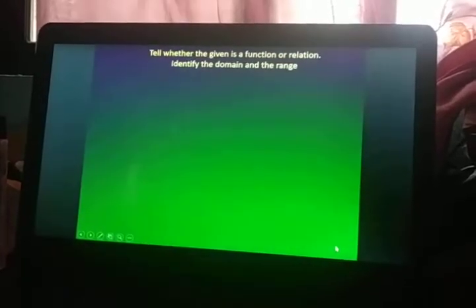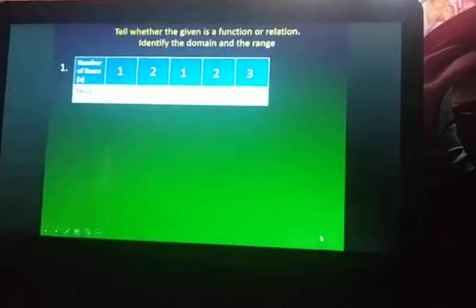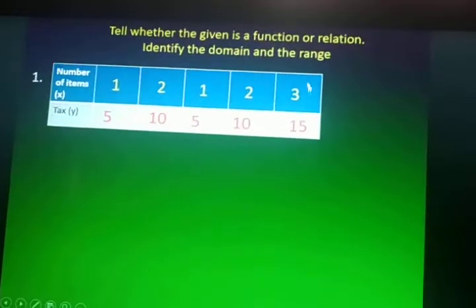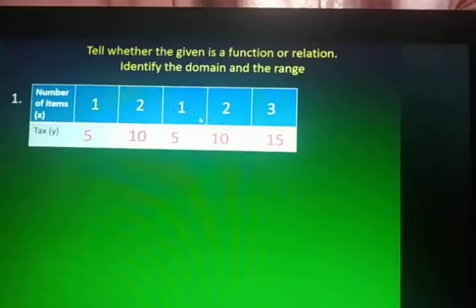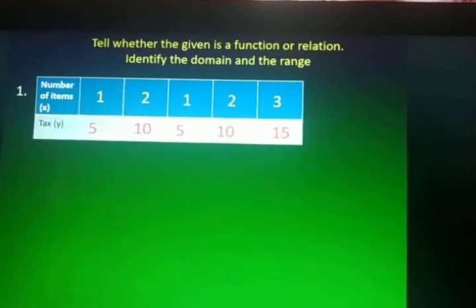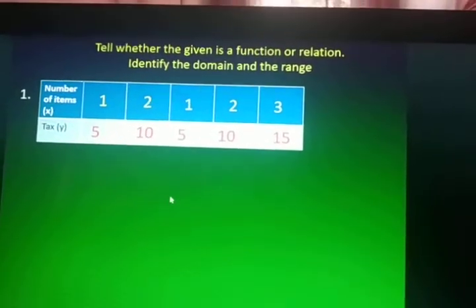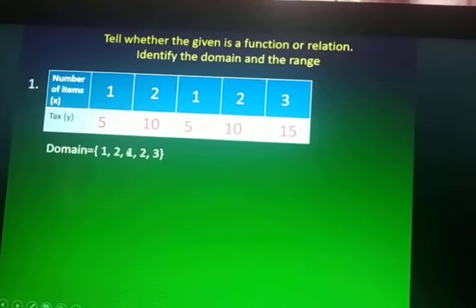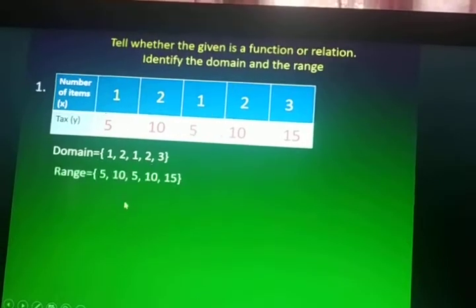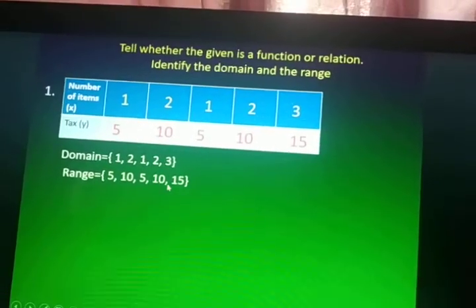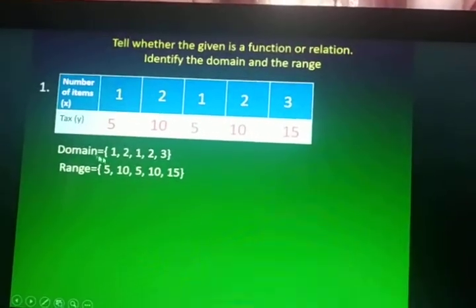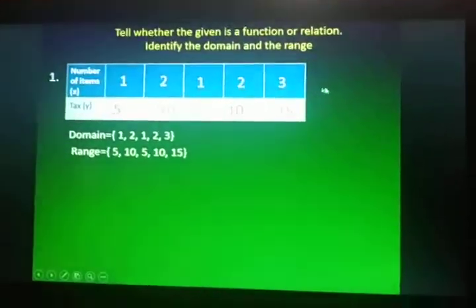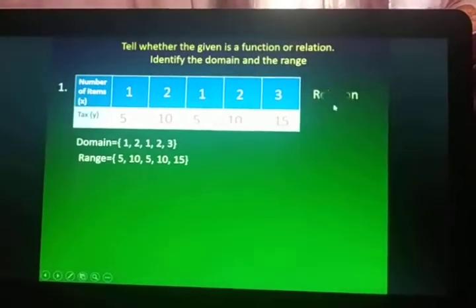Let's try it with a tabular method. Okay. Lantawon ang number of items sa x. 1, 2, 1, 2, 3, 5, 10, 5, 10, 15. What's the domain? The first numbers, the first row. That's 1, 2, 1, 2, 3. And then, the range, the numbers below. Now, question. Is there a repetition in the domain? Yes, nagsulit ang 1 kag 2. So, this table is called a relation. Okay.